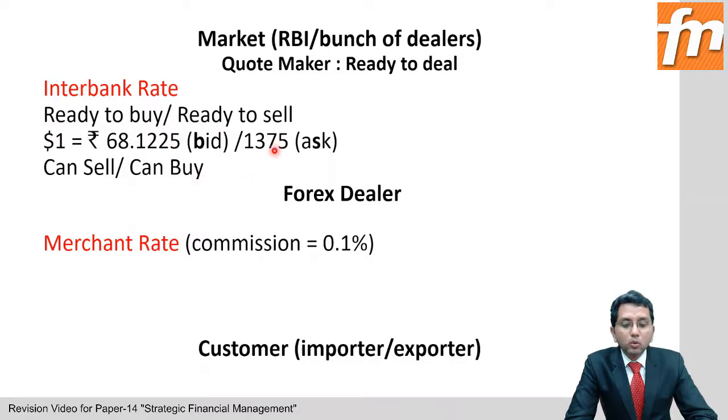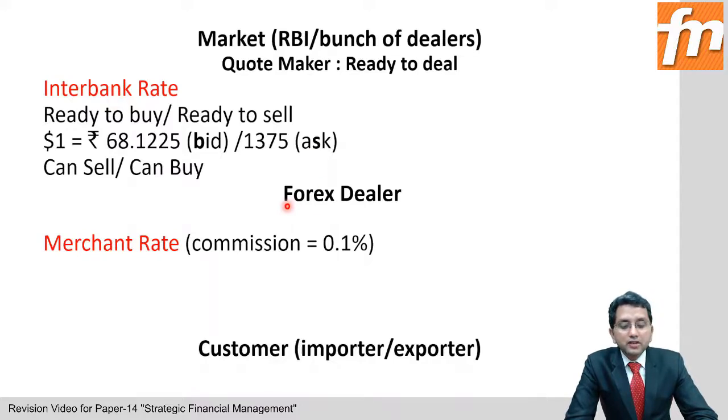If there are more people who are ready to sell dollars, this rate will come down due to higher supply. If there are more people who are ready to buy dollars, there will be higher demand and this rate will go up. Interbank rate is the market driven rate driven by the forces of demand and supply, while merchant rate is simply a calculated rate. Merchant rate is calculated with the help of interbank rate. It does not have its own, independent buying selling forces.